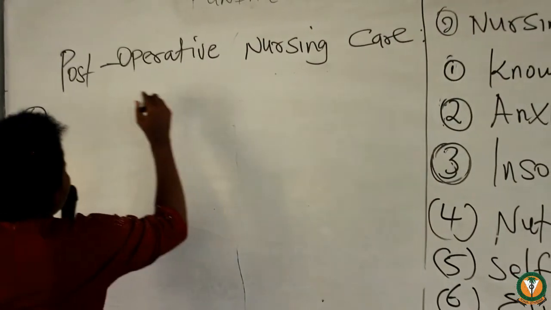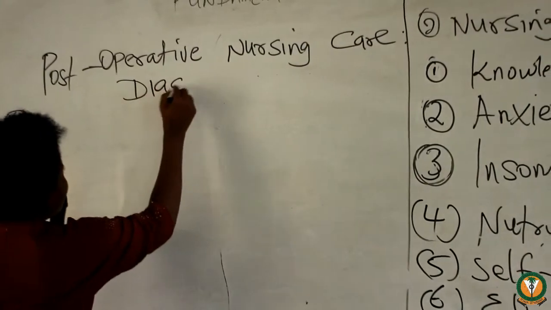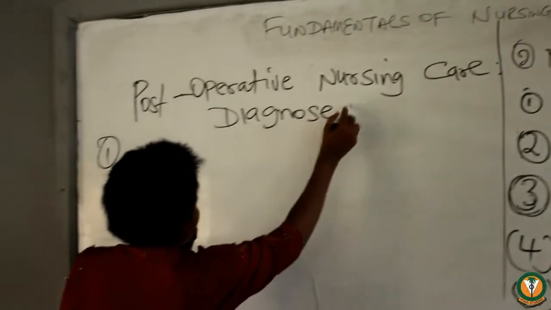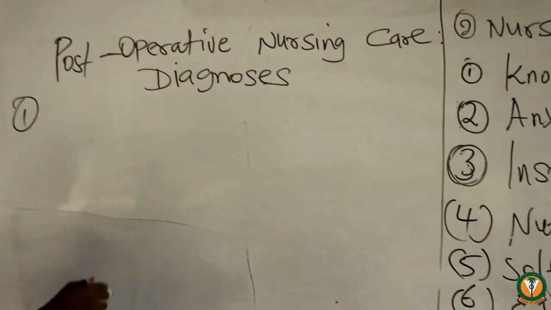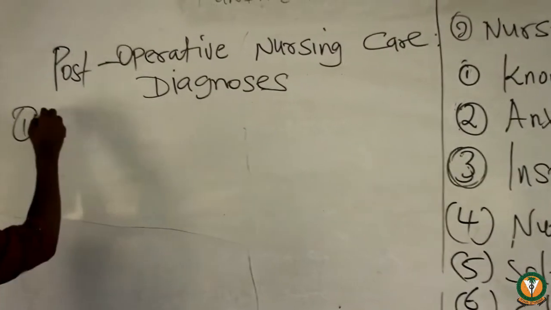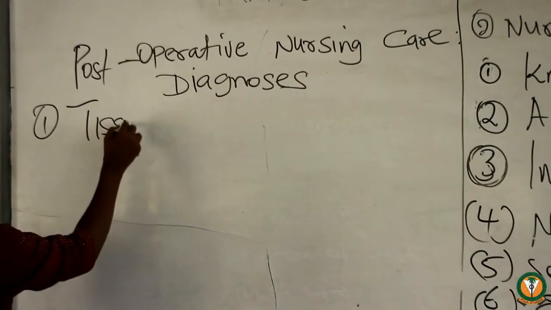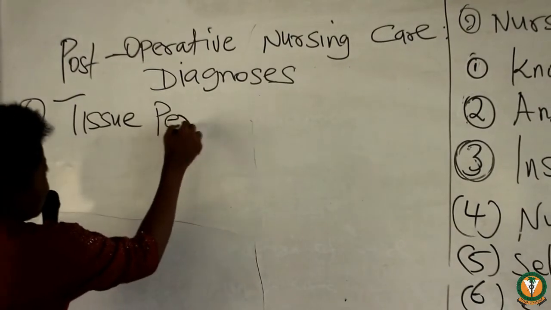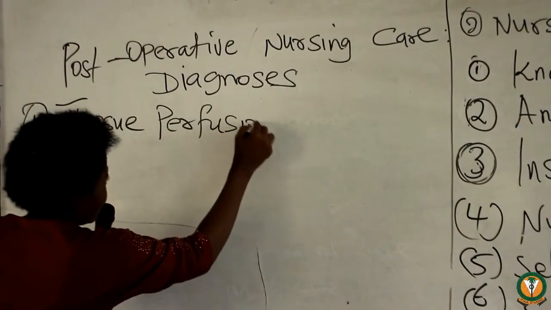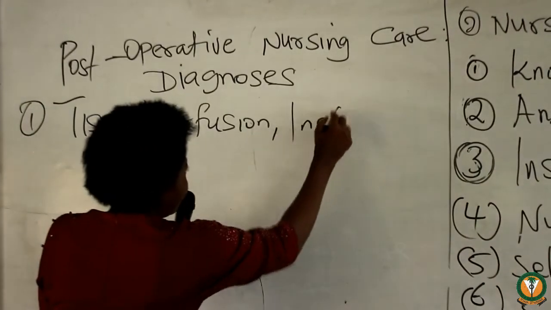Post-operative nursing care diagnosis. The first diagnosis we are going to look at is tissue perfusion, ineffective.